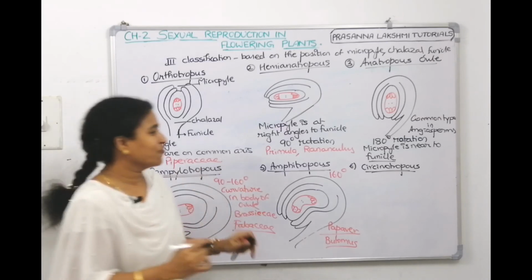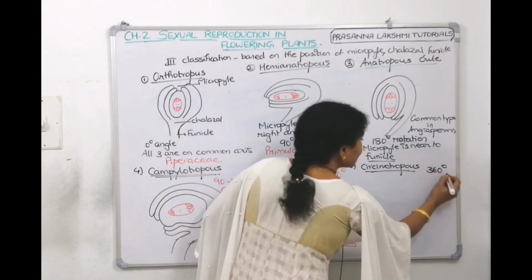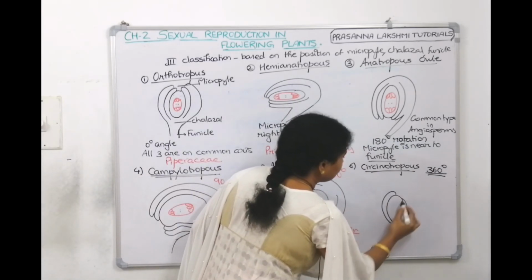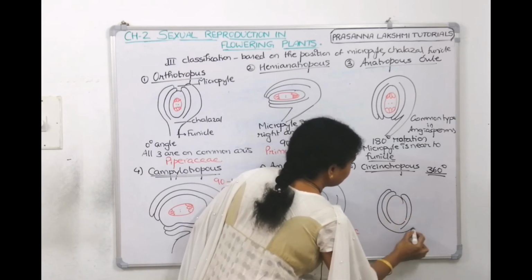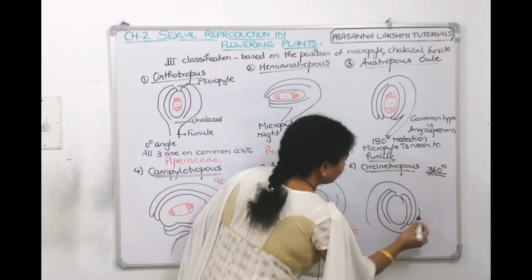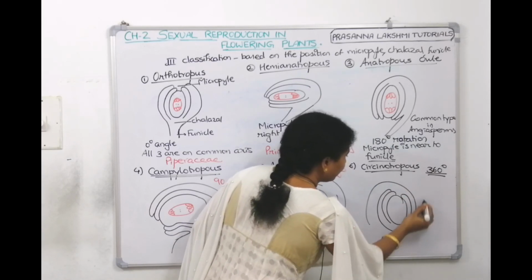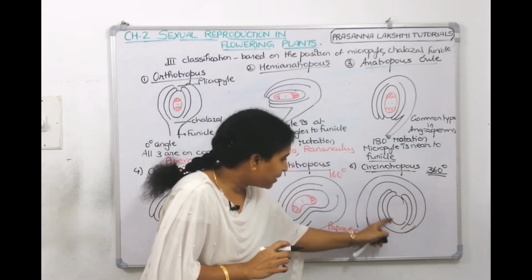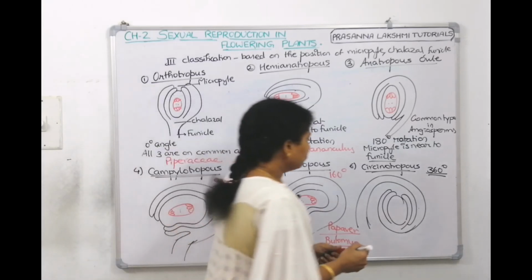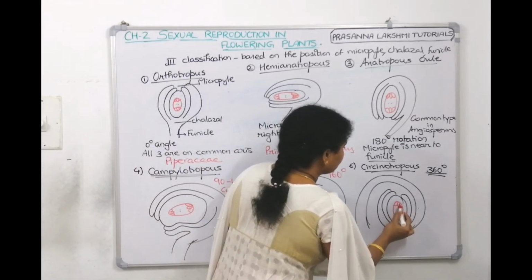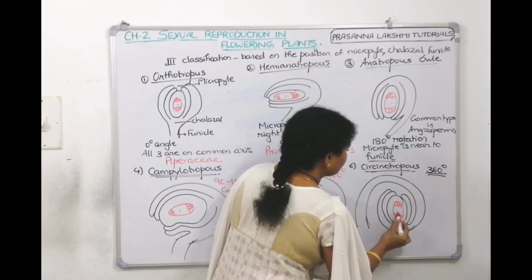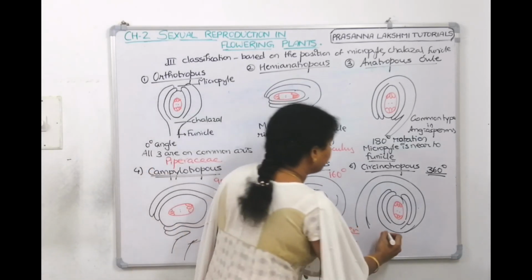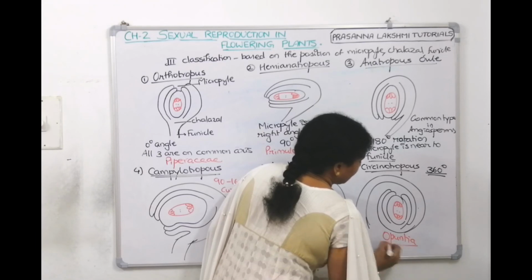360 degrees rotation is Sarcinotropus. In Sarcinotropus, how much rotation? 360 degrees angle it will rotate. Now we have to show the rotation. See, this is the funicle and the funicle has made a 360 degrees rotation. So the embryo sac will be here. This 360 degrees rotation ovule is called Sarcinotropus, found in Opuntia, desert members. It is found in Opuntia.